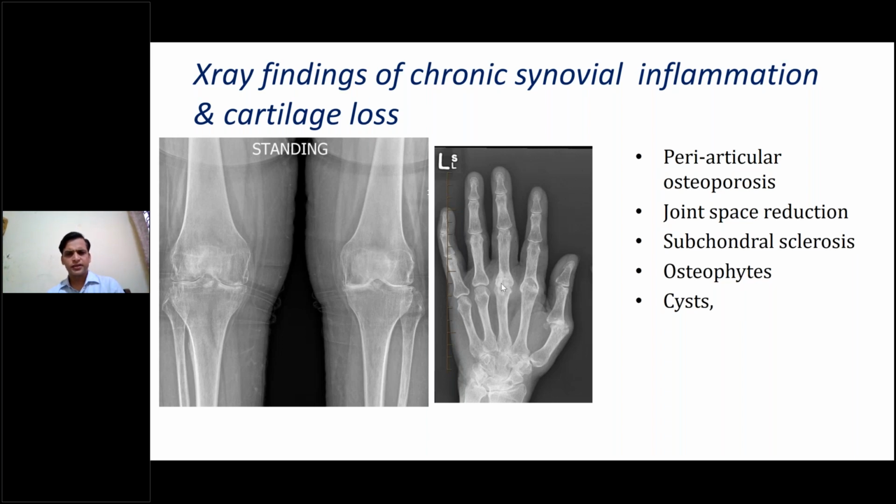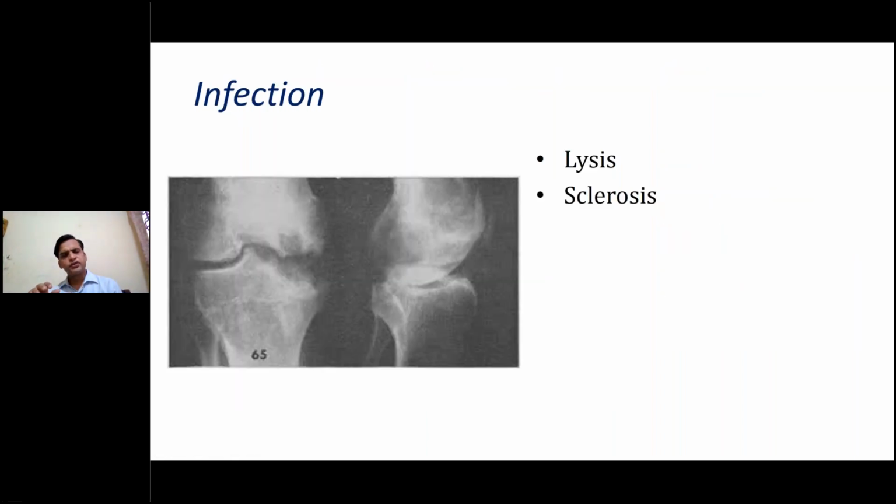The hand has non-weight bearing joints, and the knee has a weight bearing joint. So both behave slightly differently in the presence of pathological processes. In case of infection, the chief presentation will be lysis and sclerosis. The osteophytes may or may not be there. Osteophytes are always there only in chronic conditions, not in acute conditions.